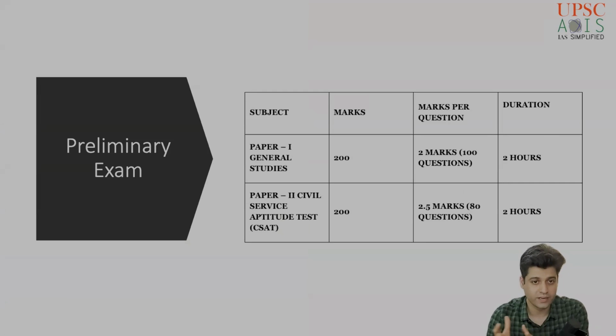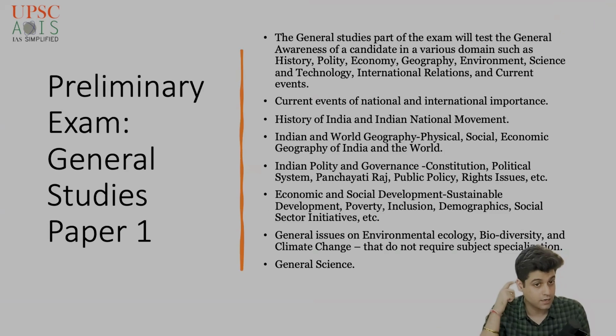Like when we discussed the pattern, we talked about the pattern of the preliminary exam. Right now you can see there are two papers of 200 marks each. So this is the pattern for you: Paper 1 General Studies and Paper 2 CSAT. Paper 1 is the one for which the final marks are calculated, whereas Paper 2 is qualifying in nature. Let's see what the syllabus is for the preliminary exam GS Paper 1.